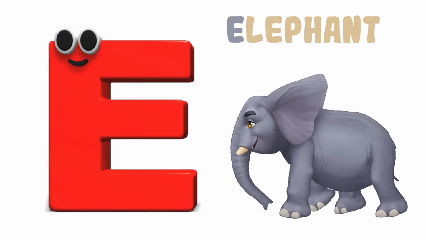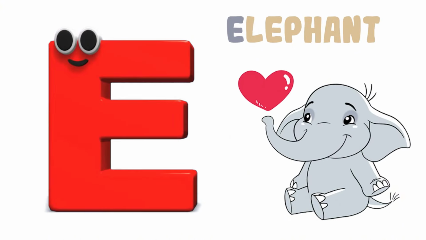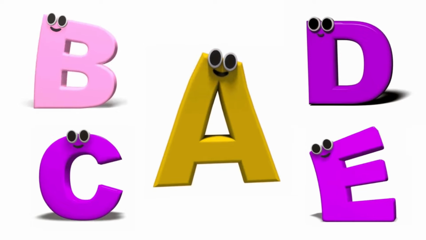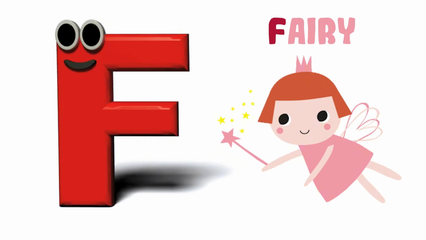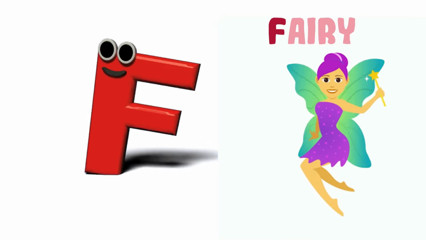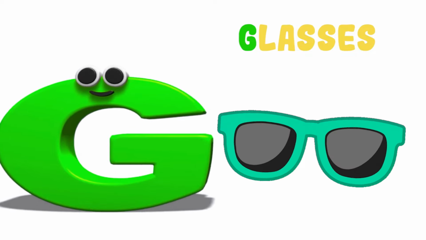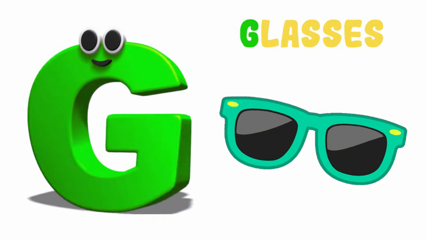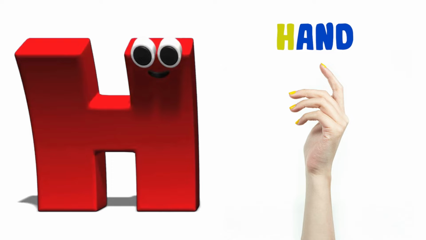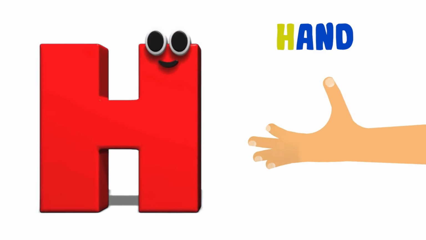E is for elephant, e, e, elephant. E, elephant. Fairy, f, fairy. F, fairy. G is for glasses, g, g, glasses. G, glasses. H is for hand, h, hand. H, hand.